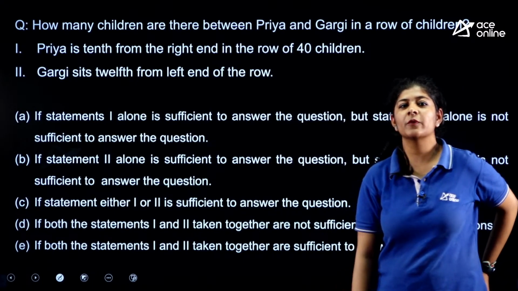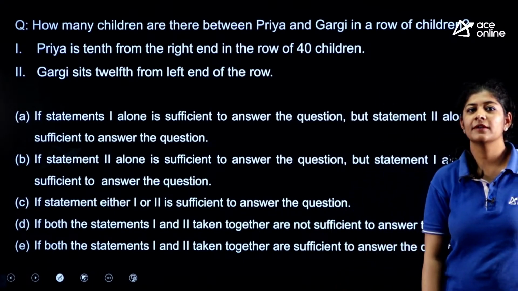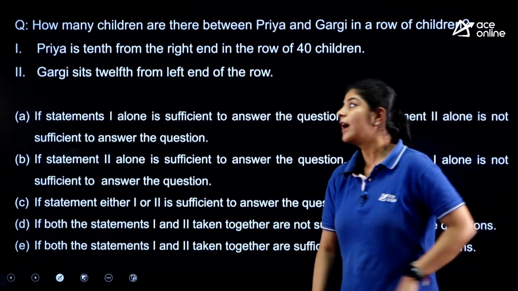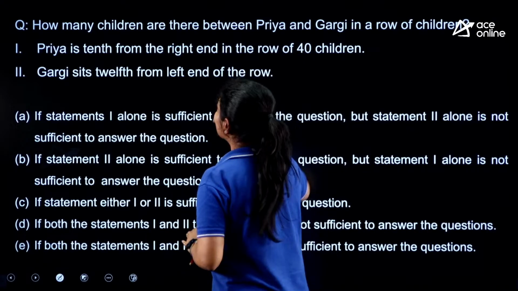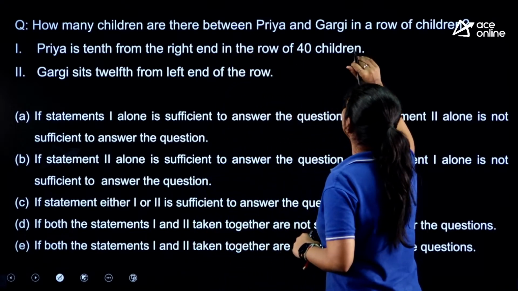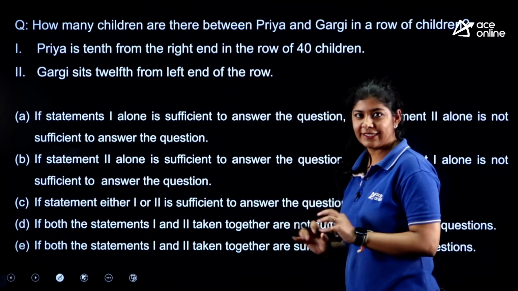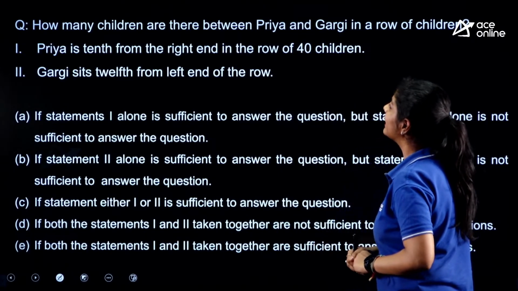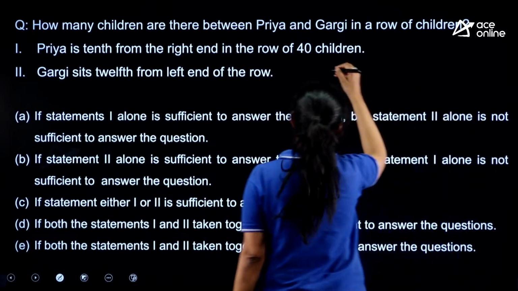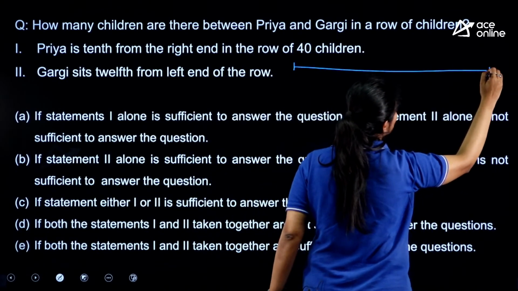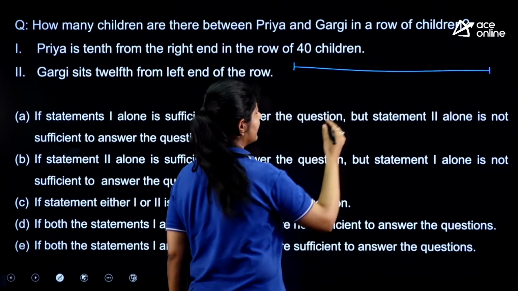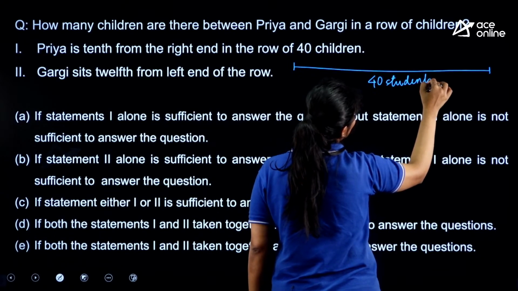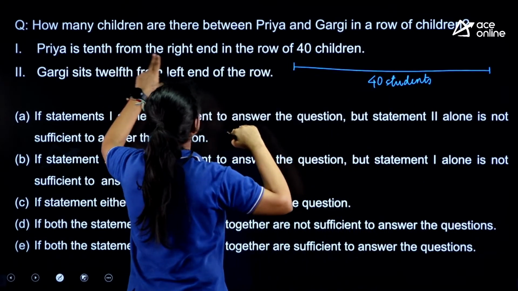Both required. So what do we have to do? The question is asking how many children are there between Priya and Gargi in a row of children, right? This is the question. First one: Priya is 10th from the right end of the row of 40 students. Let's suppose this is the total strength of 40 students, right? Now the statement says that Priya is 10th from the right end.